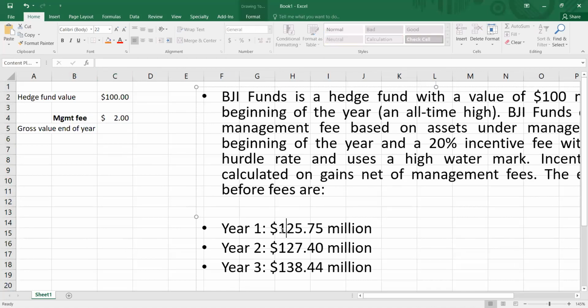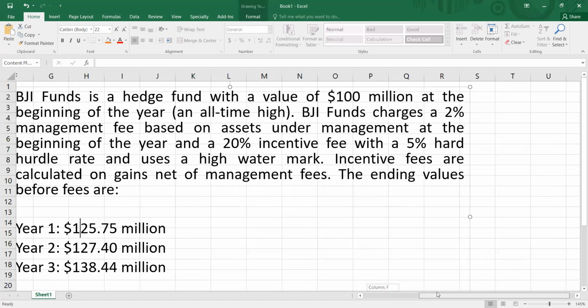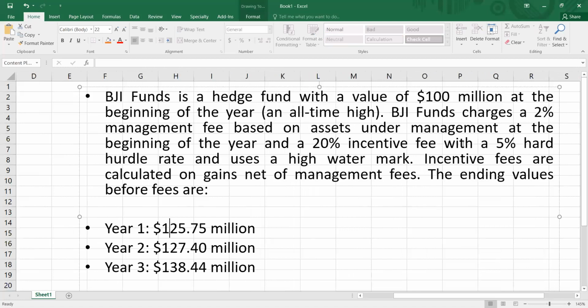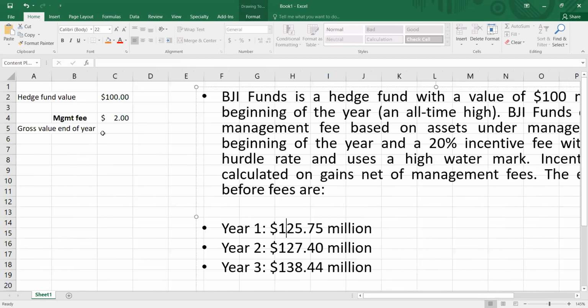which is 125. Professor, why is 2% written 20%? Sorry? Why 2%? It is written 20%, no? No, it's 2%. Sorry, the question is not clear. The management fee charges 2%, okay, and 20% on the incentive fees. So 125.75 is the gross value.